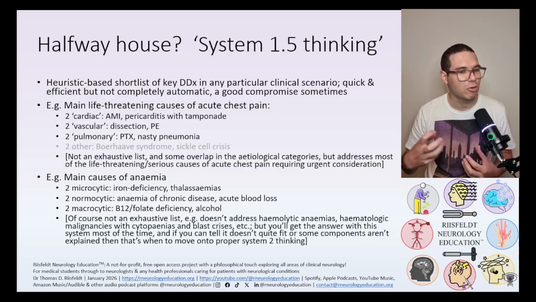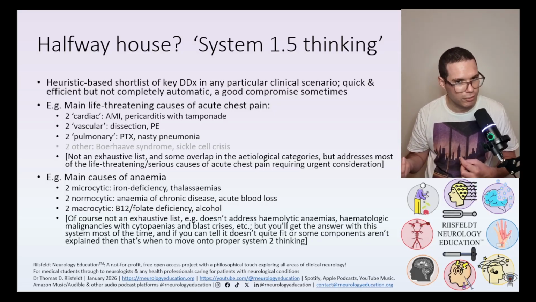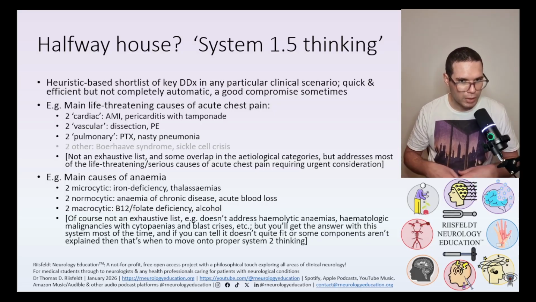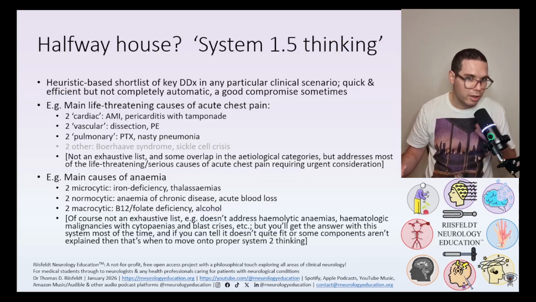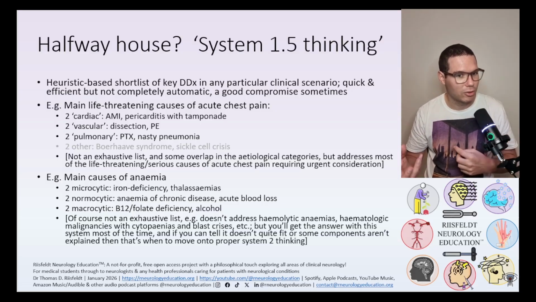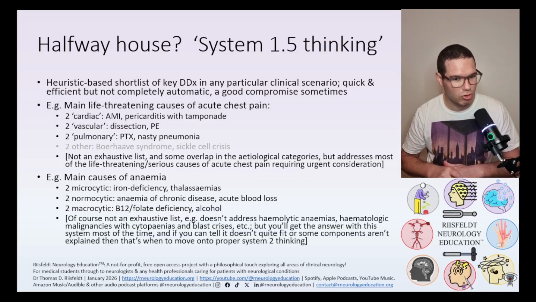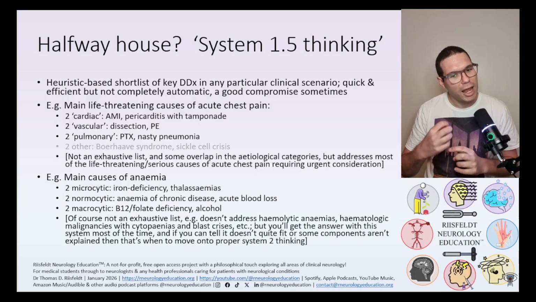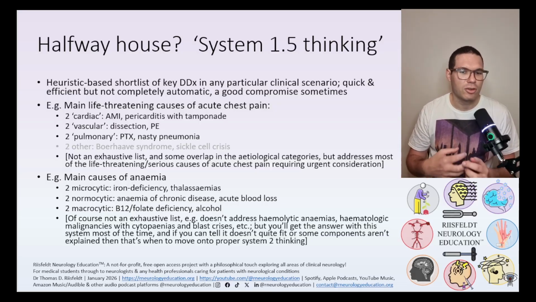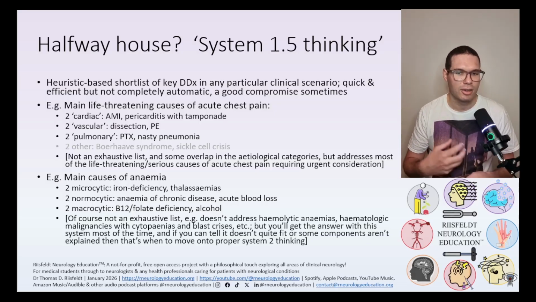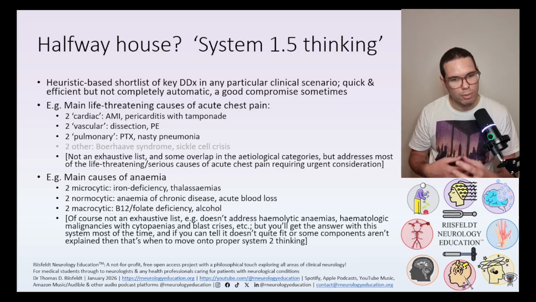And then your two main macrocytic ones are B12 and folate deficiency and alcohol. And again, of course, this is not an exhaustive list. And if there's a hematologist listening right now, they've probably just had a stroke listening to me say this. But of course, it doesn't address many things. It doesn't address hemolytic anemias. It doesn't address hematologic malignancies with cytopenias and blast crises, etc.